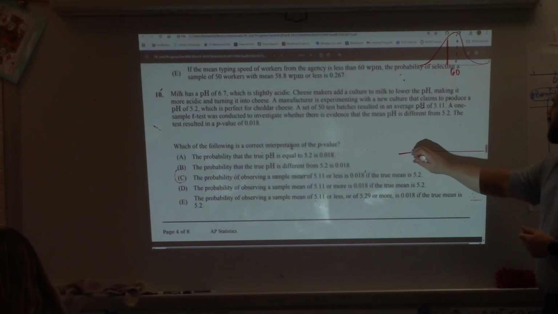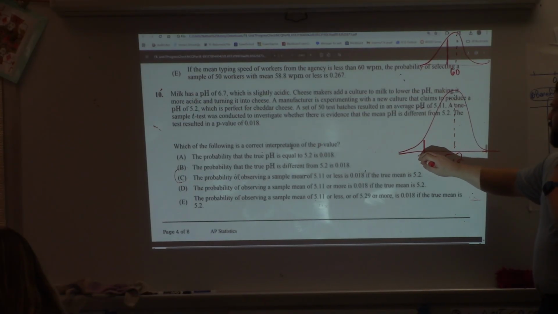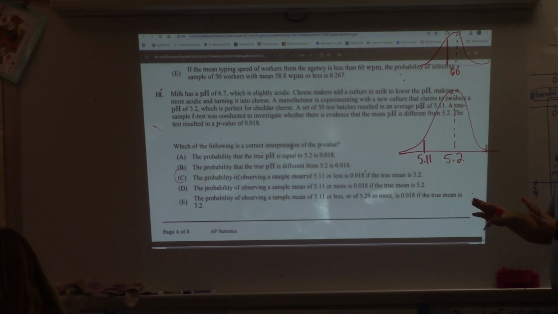When I say not equal to, what's going to be the center of this distribution? Not equal to what? 5.2. My null was that it is equal to 5.2, so what's my center? 5.2. But what was our statistic? The 5.11, right? I haven't converted it to a z-score or a t-score yet. I'm not talking about the p-value, I'm not talking about the probability. But notice, we said not equal to, right? So is that a one-tail or a two-tail?